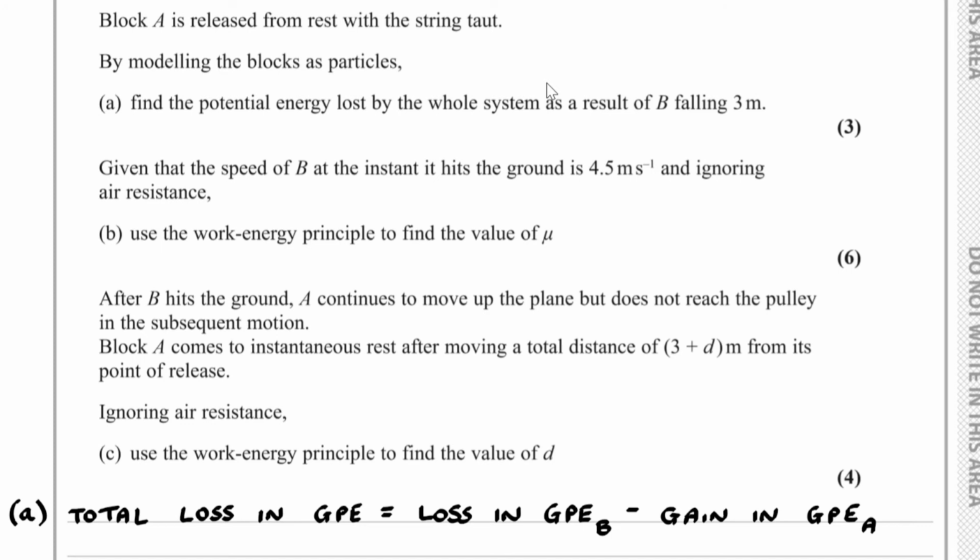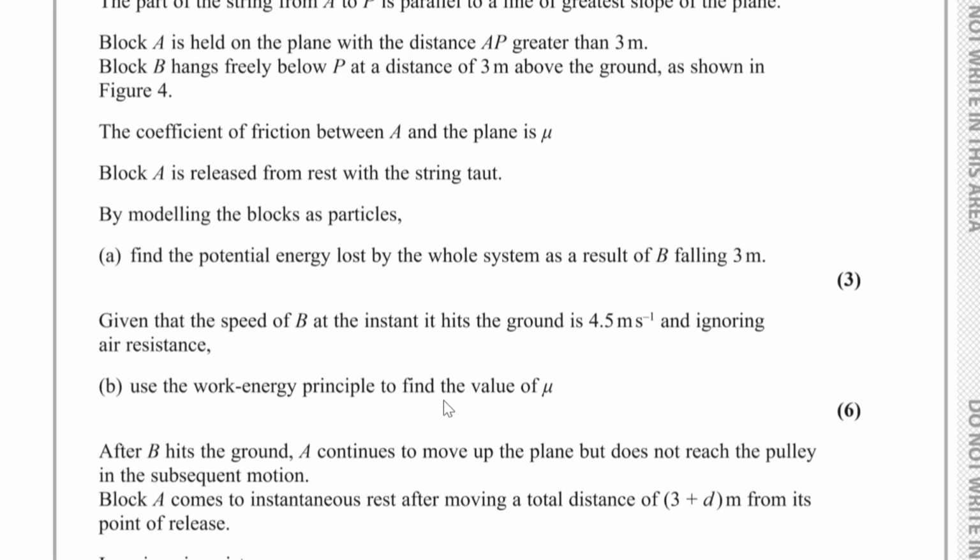Next, after B hits the ground, A continues to move up the plane but does not reach the pulley in the subsequent motion. Block A comes to instantaneous rest after moving a total distance of 3 plus d meters from its point of release. Ignoring air resistance, we have to use the work energy principle to find the value of d. Well, what we'll do is we'll consider A.